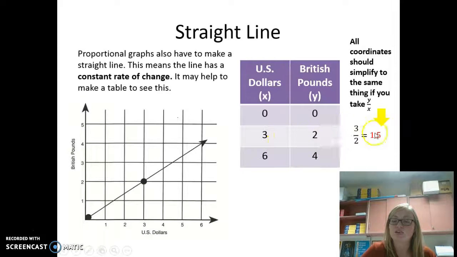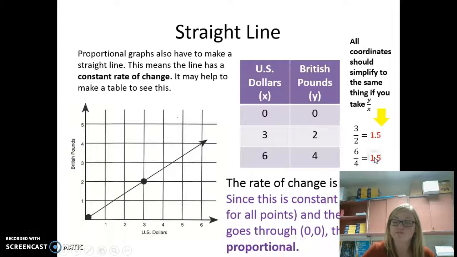So 3 divided by 2 is 1.5, 6 divided by 4 is 1.5. If you do it the other way, 2 divided by 3 is 0.6 repeating. 4 divided by 6 is also 0.6 repeating. So if you get the same number in red right here, then it has a constant rate of change, which means it's proportional. Okay, so this graph not only goes through 0, 0 and makes a straight line, but it has the constant rate of change. You have to have those three things in order to be proportional.